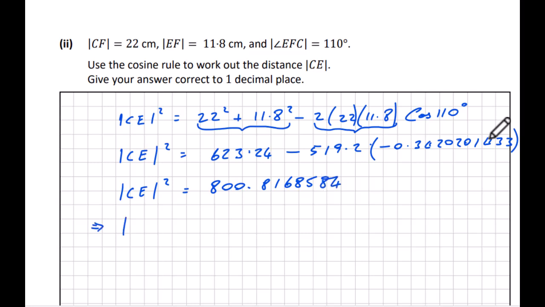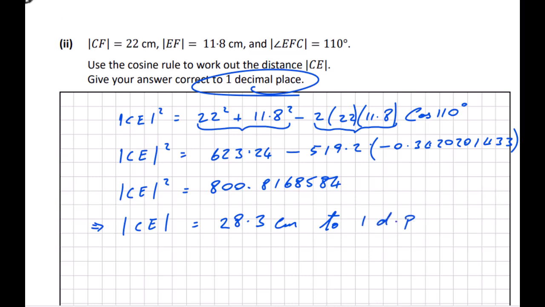Okay, so we've got to find CE then. So this finally gives us CE is equal to the square root. You've got to square root both sides. We've got to do this to one decimal place, so it's going to be 28.3 centimeters. And this is to one decimal place. Okay, so that was part 2.